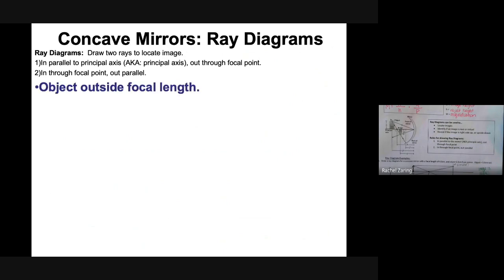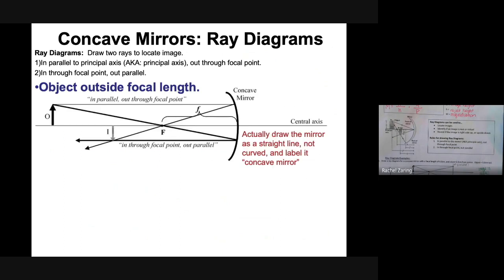Let's first just look at an example visually before we start drawing them ourselves, of what it looks like if your object is outside of the focal length. So here are the lines that you're drawing. Now on this diagram, the one thing I don't like is that they've drawn the mirror as actually being curved. You are going to draw it as a straight line, and you're just going to label it concave mirror, because that makes it so that the lines that you're drawing parallel aren't getting curved or tilted as well. So here is our object. Your object is always represented by an arrow. If you're drawing an object, if it's a cat, you're not going to actually draw a cat.